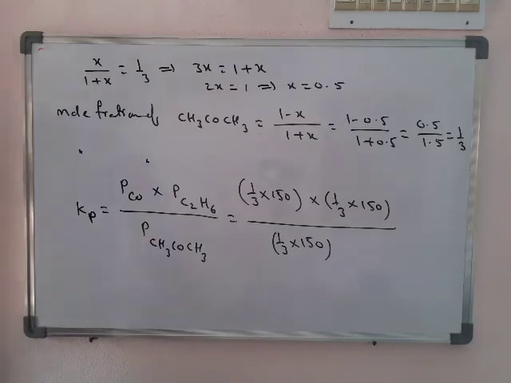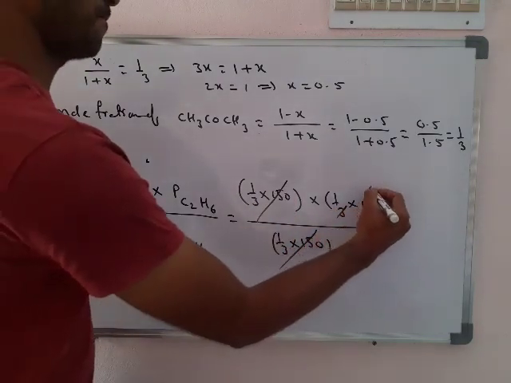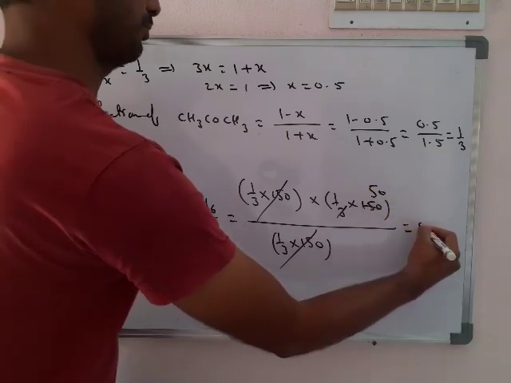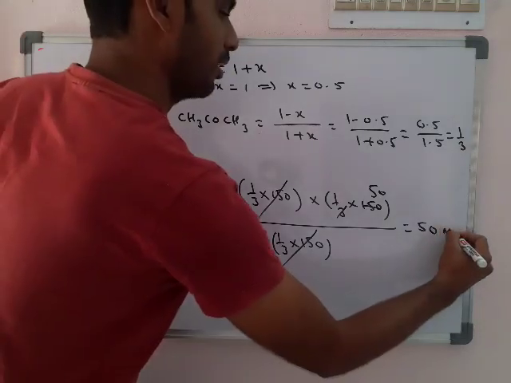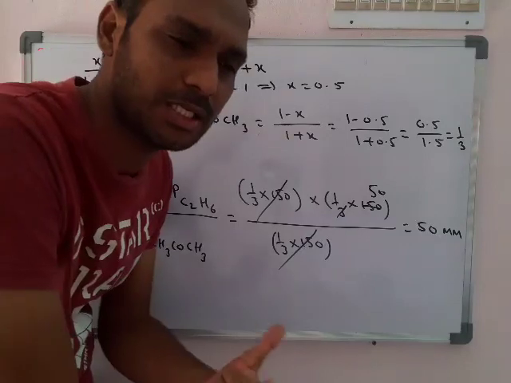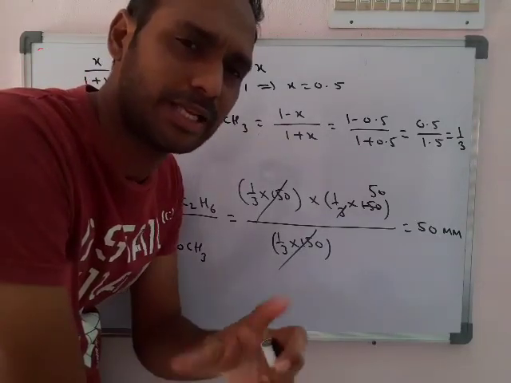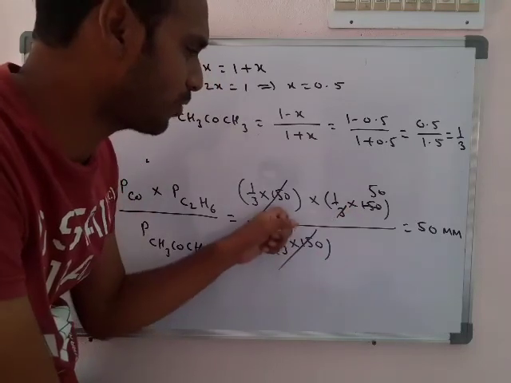So the Kp value is 50 millimeters. In terms of millimeters it should be, okay. Mostly Kp is given in terms of atmospheres or bar, but in rare cases it is given in mm. So one mm cancels, and one mm remains.